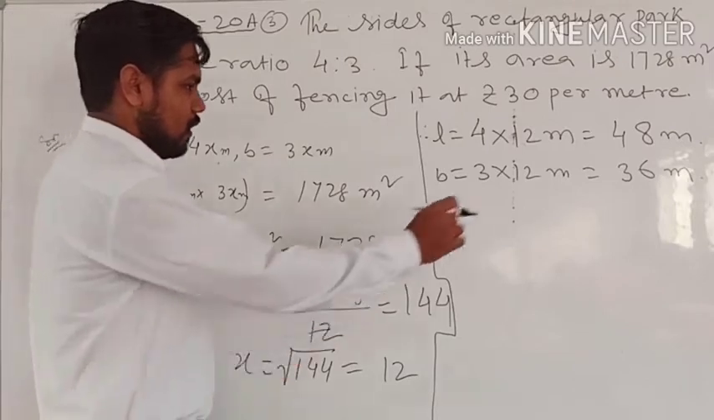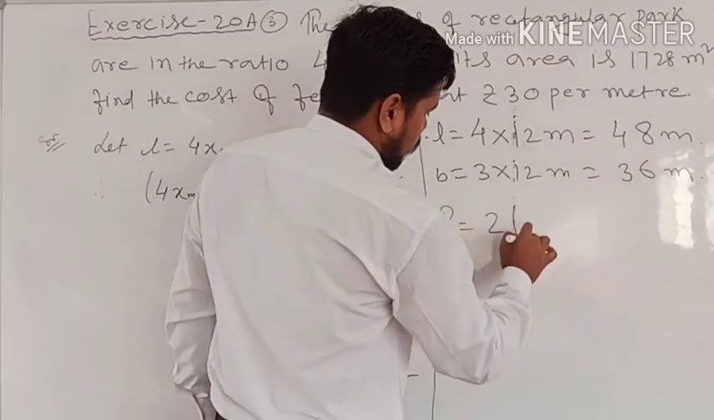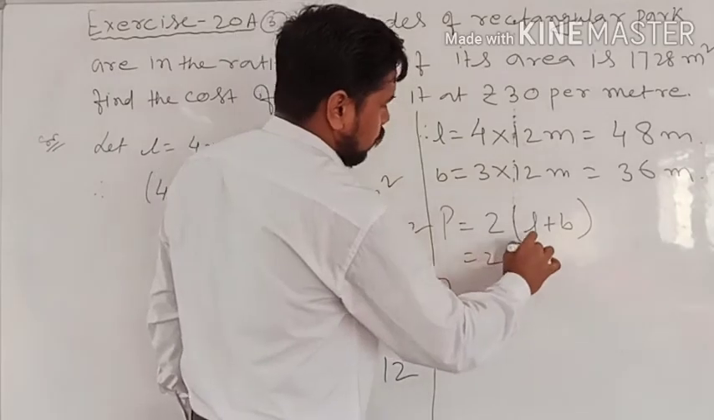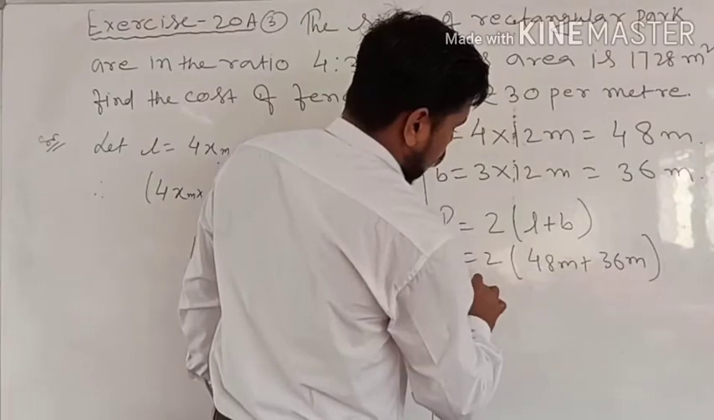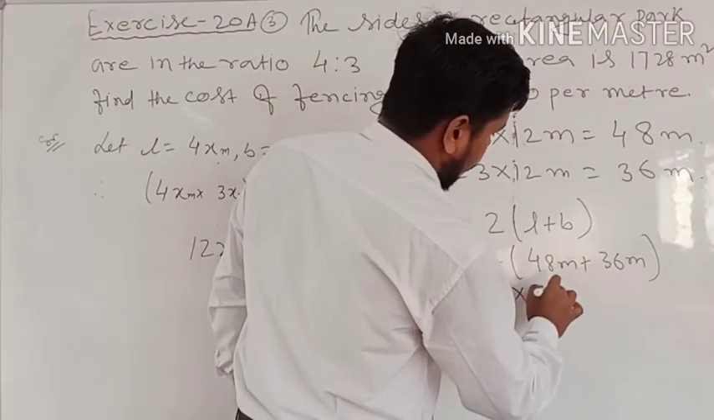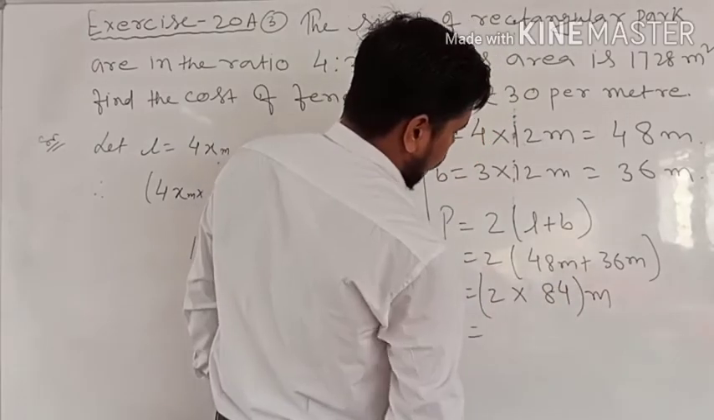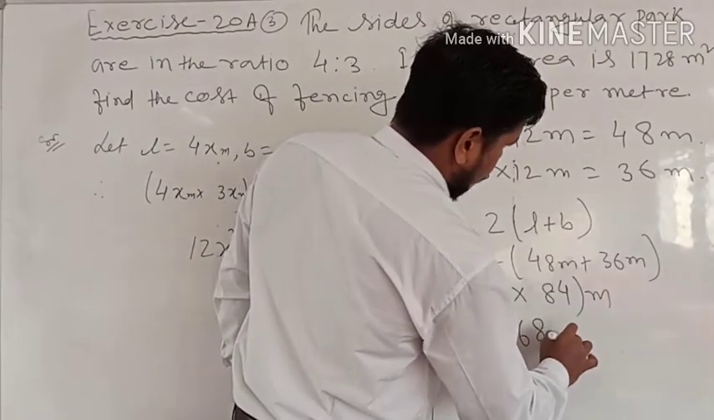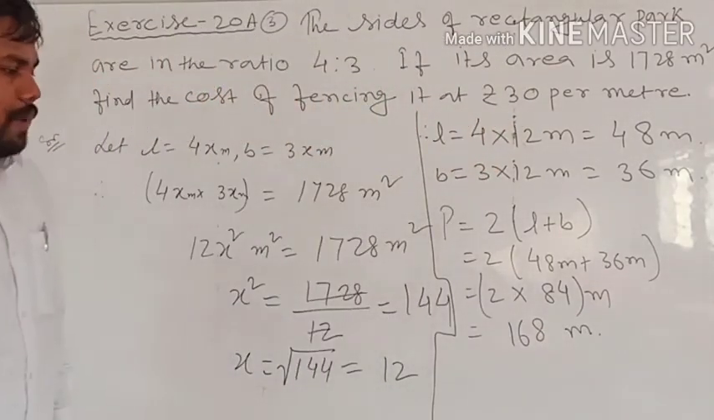Okay, so perimeter is equal to, suppose I am writing P is equal to 2 into (length plus breadth). So 2 into length we got is 48 meter plus 36 meter. So 2 into (48 plus 36) will be 2 into 84 meter. So 2 into 84 is 4 2 are 8, 8 2 are 16, 168 meter. Okay, so this is the perimeter now.